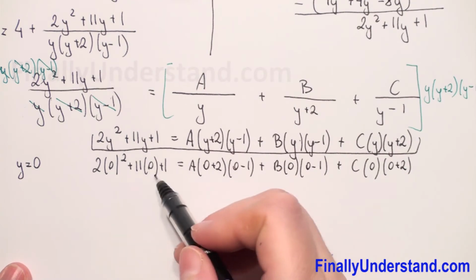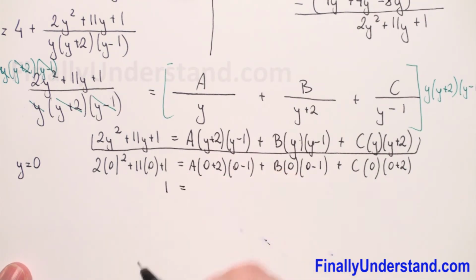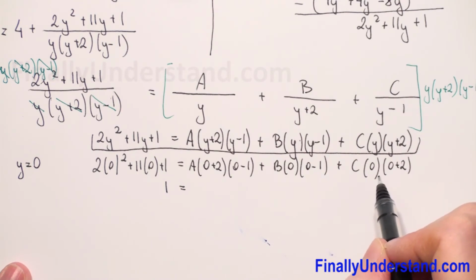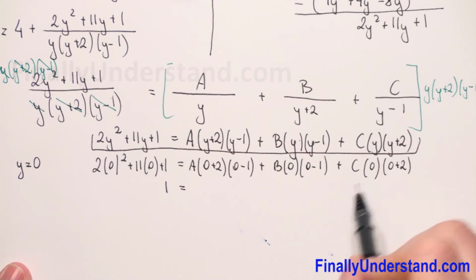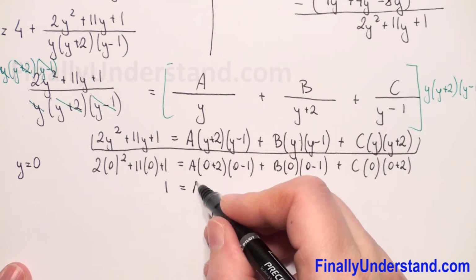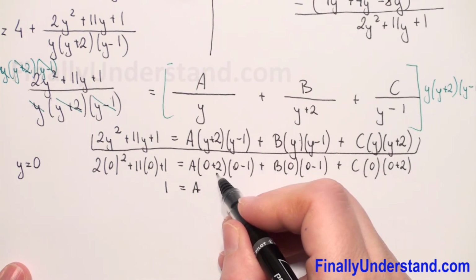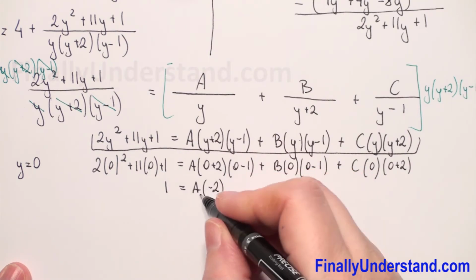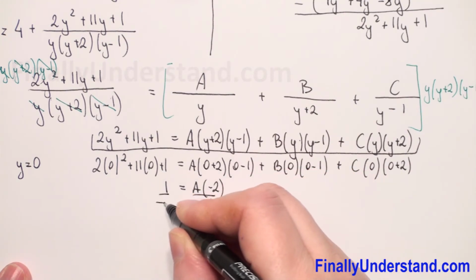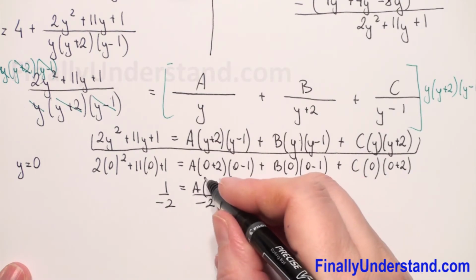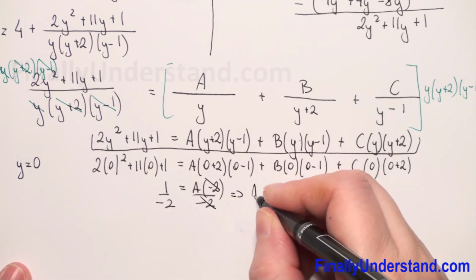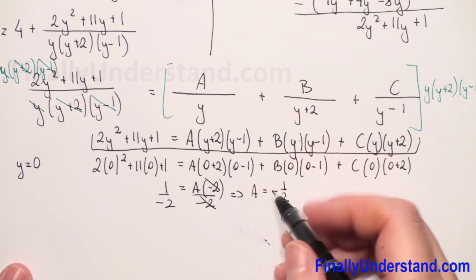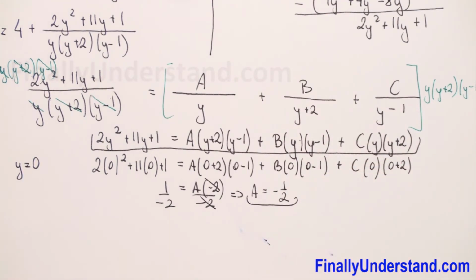So now on the left side you see that we will have only 1. On the right side, second and third terms will be 0, and we will have only a times 2 times negative 1, so it will be negative 2. Now we will divide both sides by negative 2, so we see that negative 2 and negative 2 we can reduce, and a is equal negative 1/2. So now we need to find b and c.